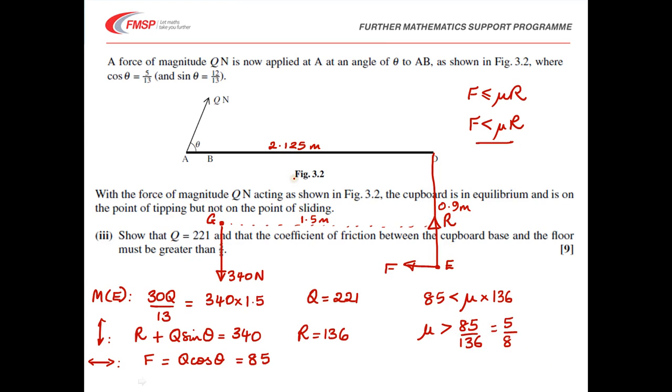Mark scheme for this one. When you take moments here, there's a method mark for a moment equation containing all of the right forces, and an E mark for getting the value that was given. In the second part of the question, you've then got a method mark and an answer mark for calculating R, a method mark and an answer mark for calculating F, a method mark for using F is less than mu R, and an E mark for showing that mu has to be greater than 5/8.